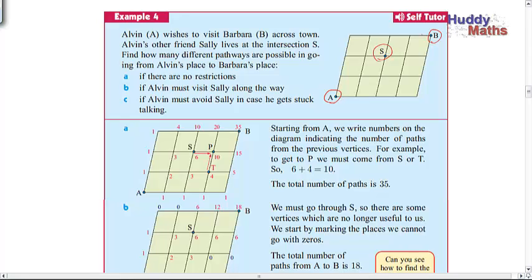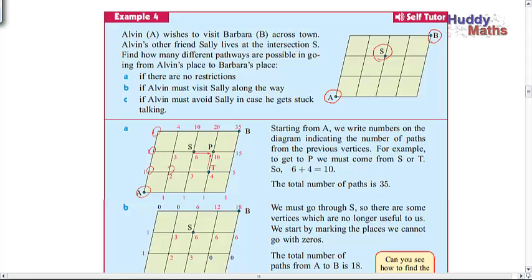Find how many different pathways are possible in going from Alvin's place to Barbara's place. There are no restrictions. All right, so starting from A, here we are down here. Write numbers indicating the number of paths from the previous vertices. So there's 1 way there, 1 way, 1 way.